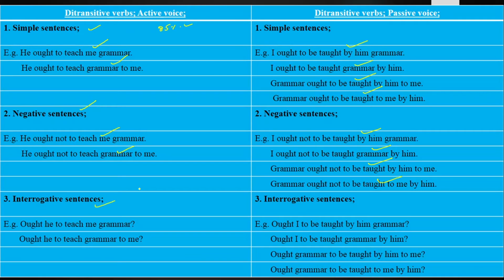Interrogative sentences of modal auxiliary verb ought to. Ought he to teach me grammar? Ought he to teach grammar to me? Ought I to be taught by him grammar?